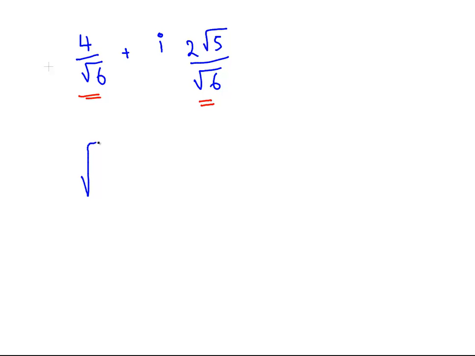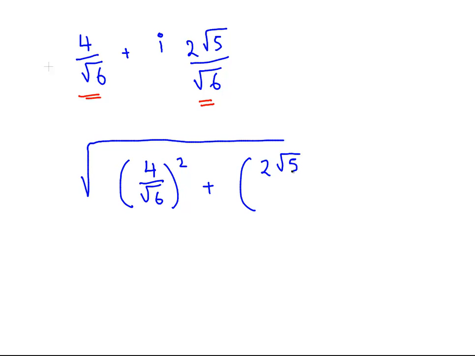So 4 over the square root of 6 plus i times 2 square root of 5 over the square root of 6. The modulus of that is this term squared plus this term squared, the square root of both of them together. Let's get that. That's (4 over the square root of 6) squared plus (2 square root of 5 over the square root of 6) squared.